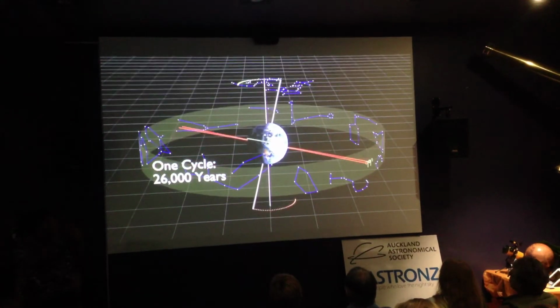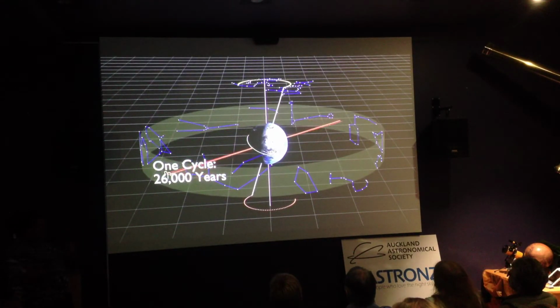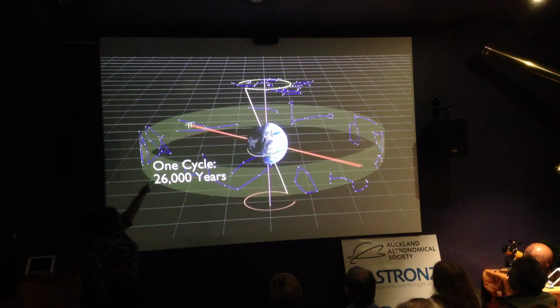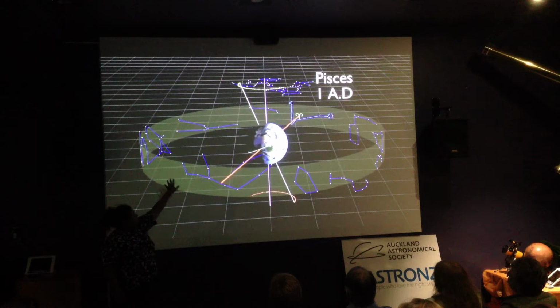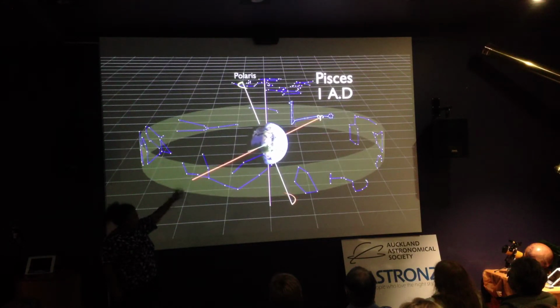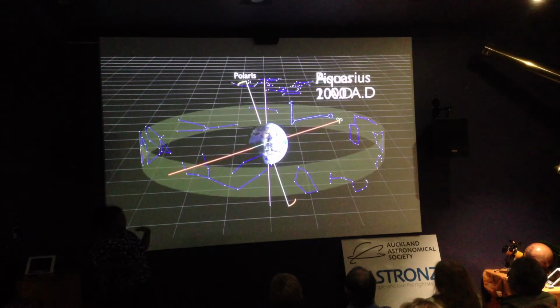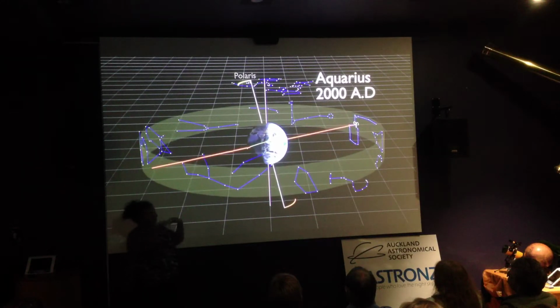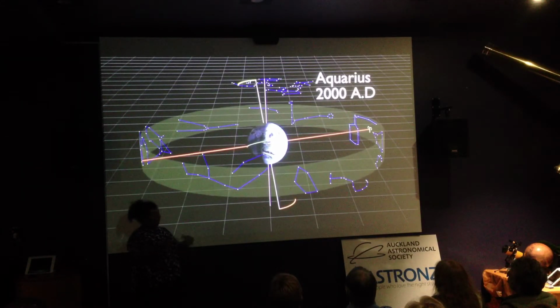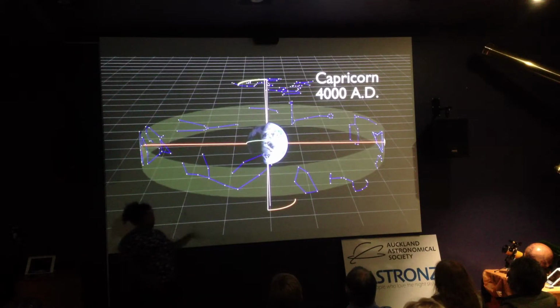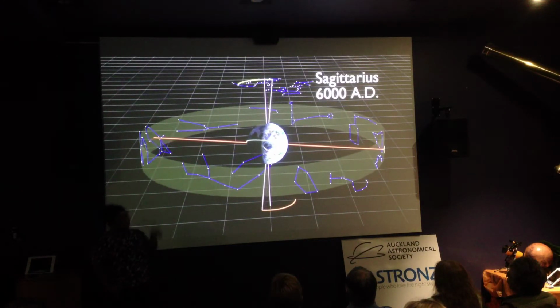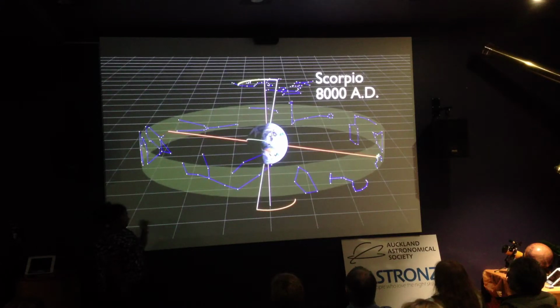So, one cycle takes 26,000 years, and you can see that symbol of the ram going through. So in 1000 BC, it was Aries. Now it's currently in Pisces. So that's why I said the first point of Aries is not actually in Aries. The reason why it is changing all the time is because the Earth wobbles. The word we use for that is precession.